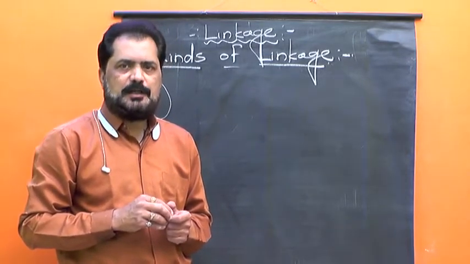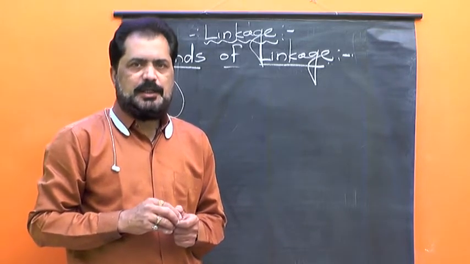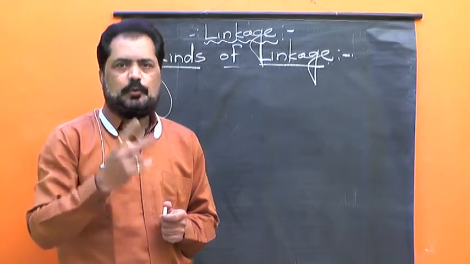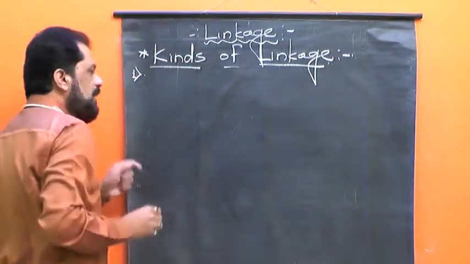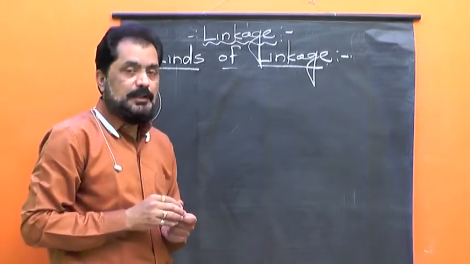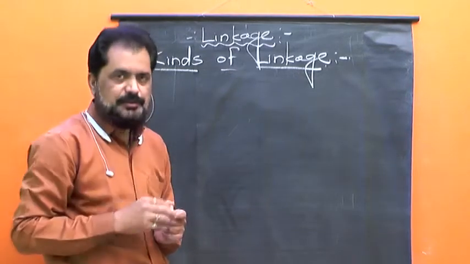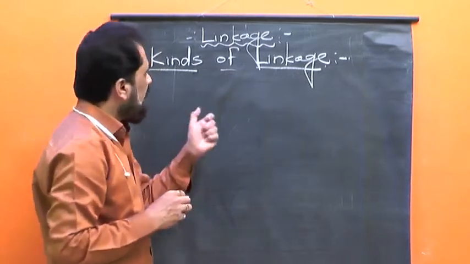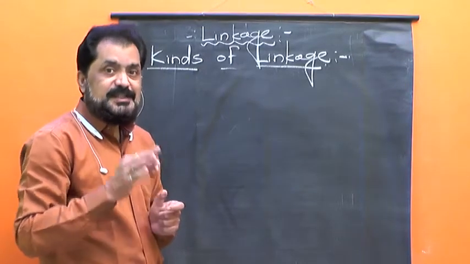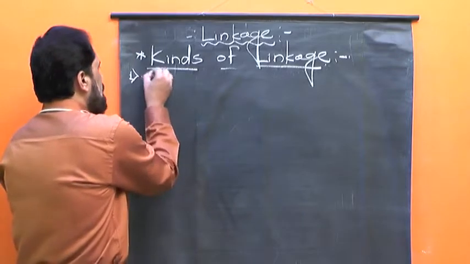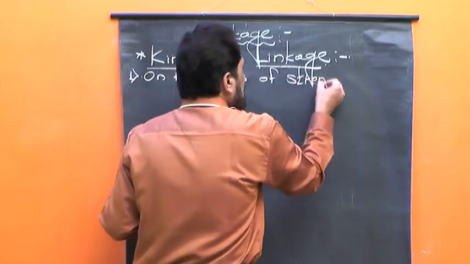Linkage याचे काही प्रकार पाडले जातात, त्याचं वर्गीकरण केलं जातं. Basically, linkage is classified in two different ways. Let me explain the first type. The kinds of linkage, types of linkage on the basis of strength of linkage. Try to understand. The kinds of linkage on the basis of strength of linkage.